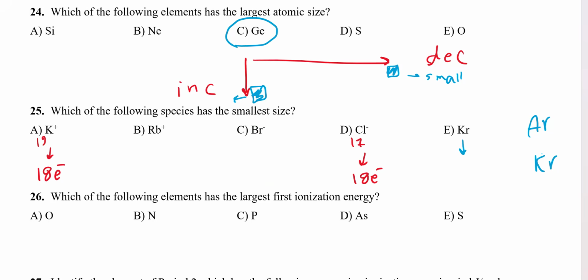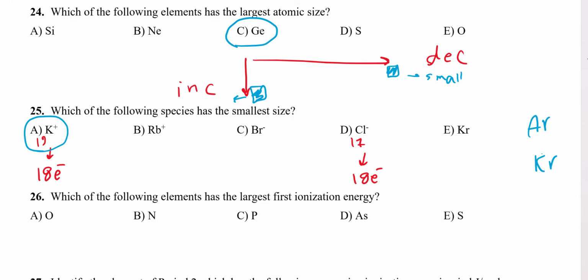So when we have isoelectronic species like these two, the one with more protons or higher atomic number has the smallest size. Because potassium has more protons, it has the smallest size and it is the answer.